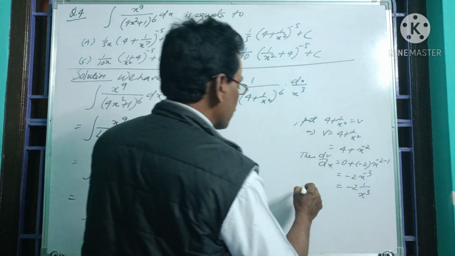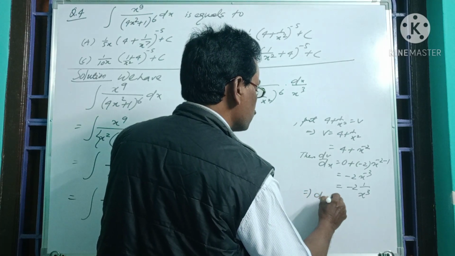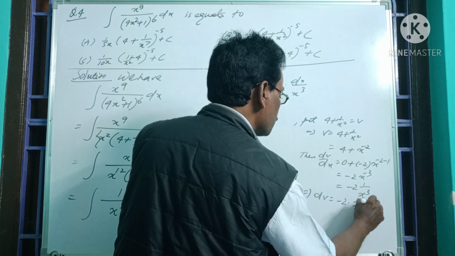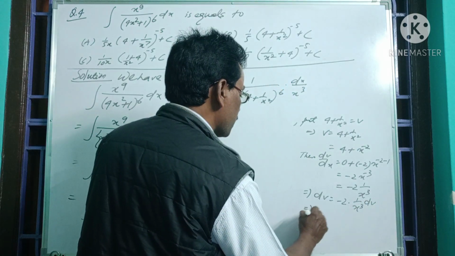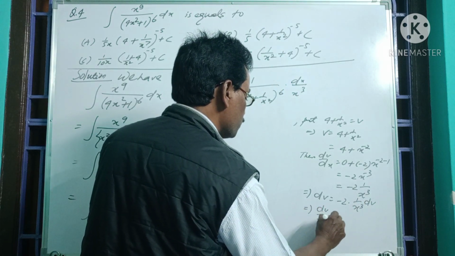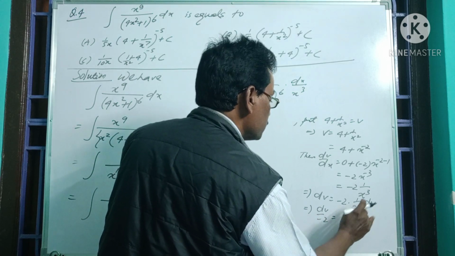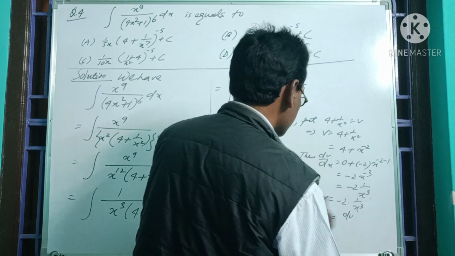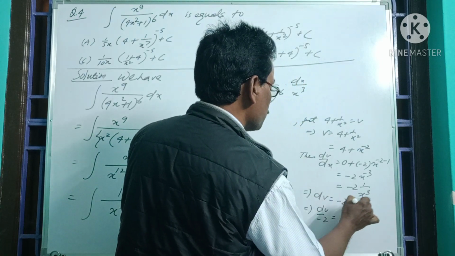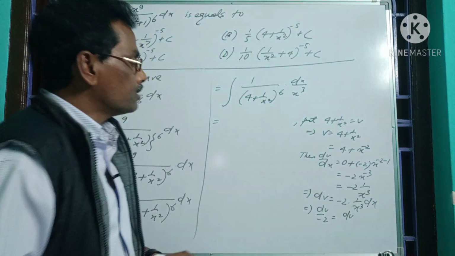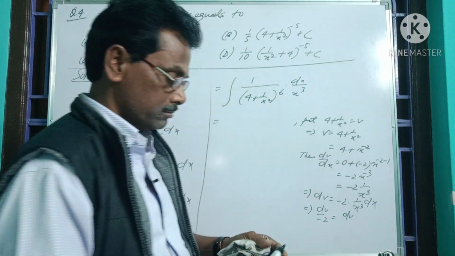So again simplifying, we have dv is equal to minus 2 into 1 by x cube into dx. So again simplifying, we have dv by minus 2 is equal to 1 dx by x cube, that is we have dv is equal to minus 2 into 1 by x cube with respect to x.